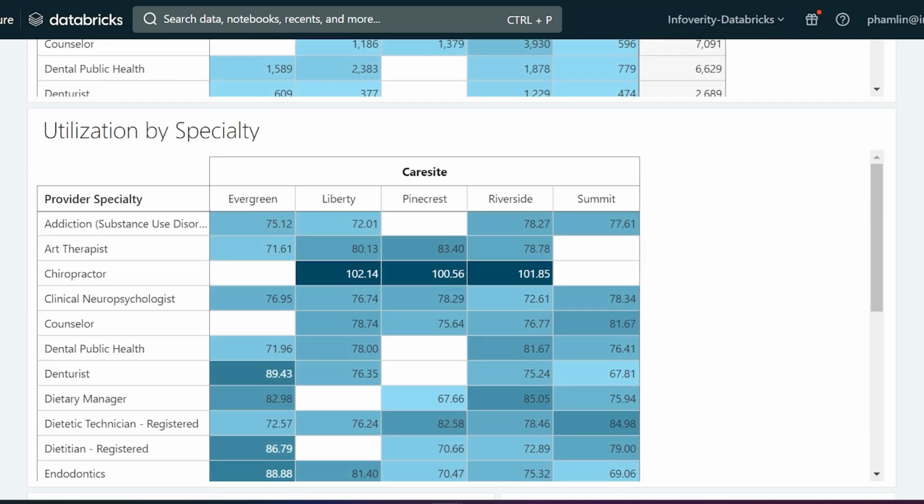Exploring utilization, we observe that all chiropractors are overutilized. If specialists are already at full capacity, then it makes sense that they may not be able to take additional patients that have been referred, leading to substantial leakage. With this information, the hospital may decide to offer more telehealth services or acquire an additional chiropractor practice around the Riverside care site.